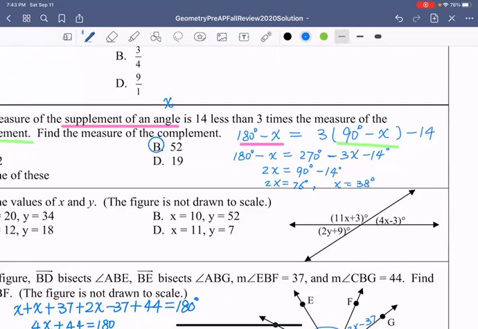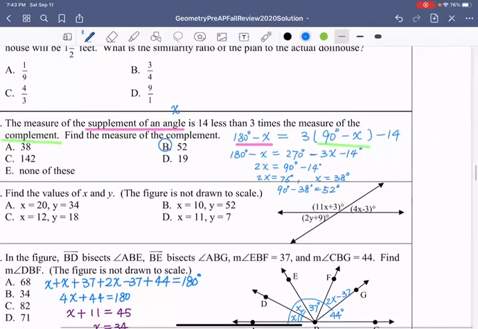They ask you how much? They ask you the complementary. So you do 90 minus 38, right? And it would be 52. There you go. Does this make sense to you now? Okay.